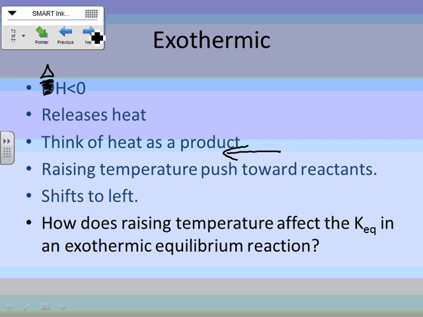If we're pushing the equilibrium back towards the left, that means that we're increasing the concentration of the reactants, right? Okay, so it's actually going to lower it.